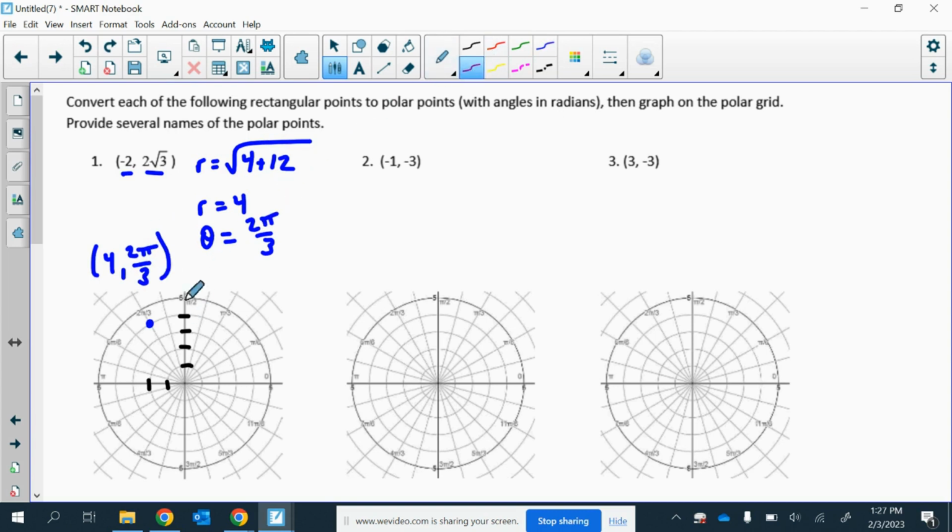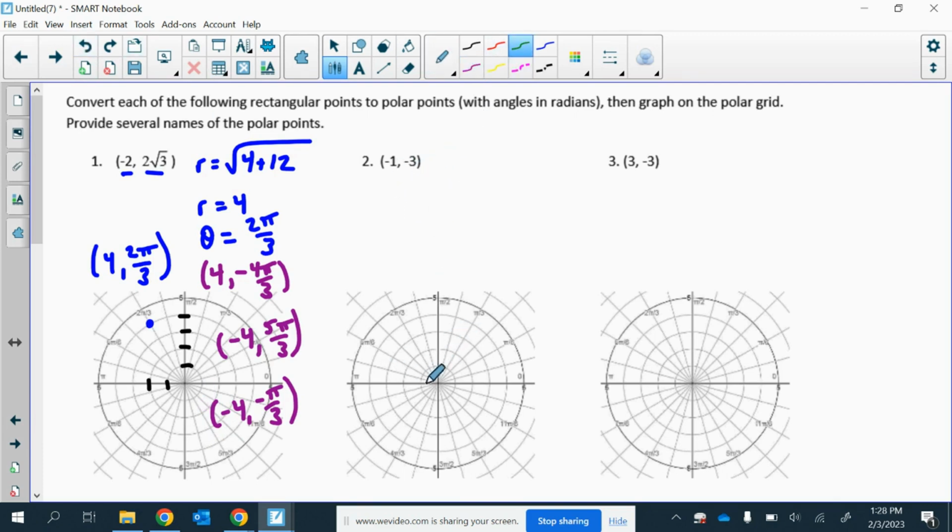I can write this point in several other ways. I can write it as 4, negative 4 pi thirds, or I could write it as negative 4, 5 pi thirds, or I could write it as negative 4, negative pi thirds. There's a lot of different ways that I could write it, because if I go negative pi thirds, and then I go in the opposite direction, it would be over there. So there's a lot of different ways that I could write this point.